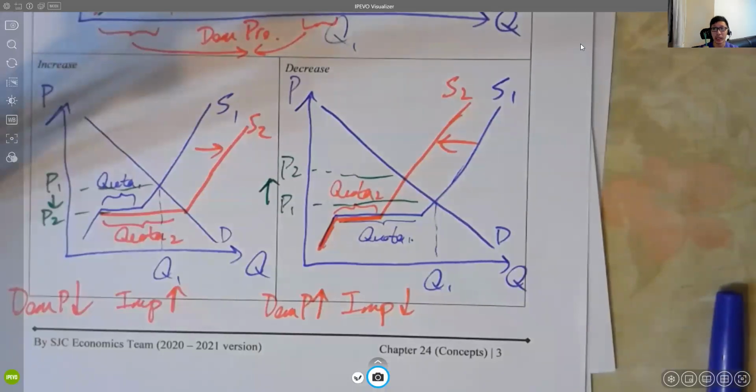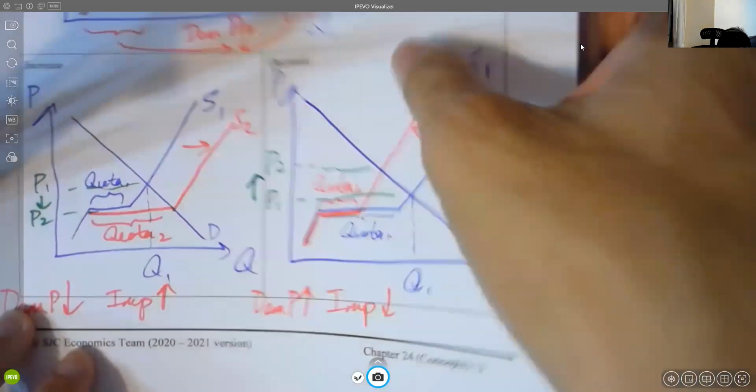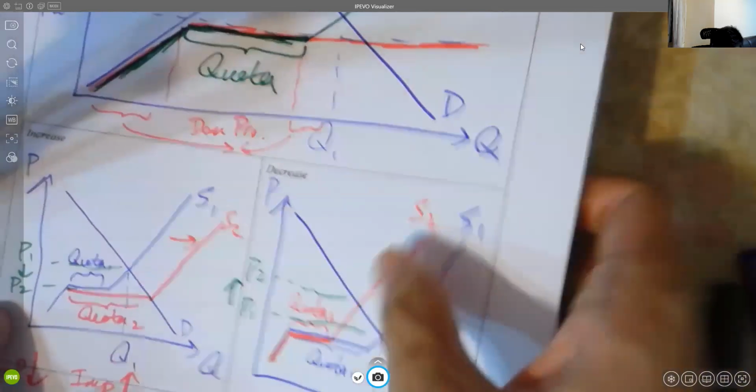Now, I know it's a little bit complicated. So in case you don't get it, now it will be a good time to pause the video and try to think about it. If you don't understand, watch it again or WhatsApp me, call me, and I will teach you how to do the analysis. Okay, if that's okay, let's do some practice.